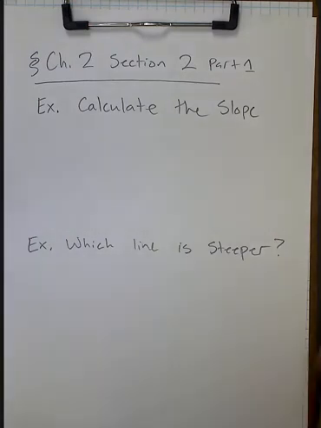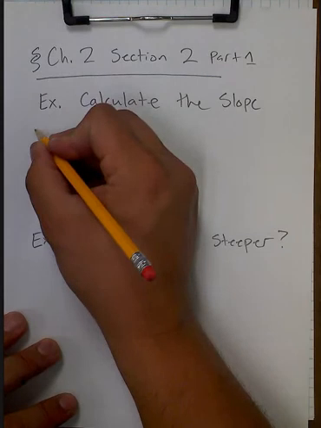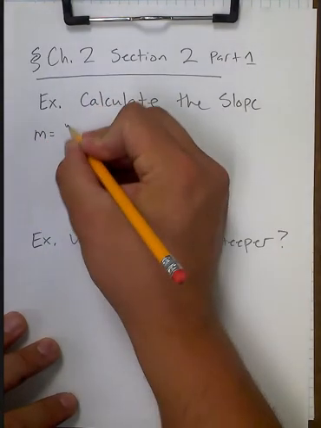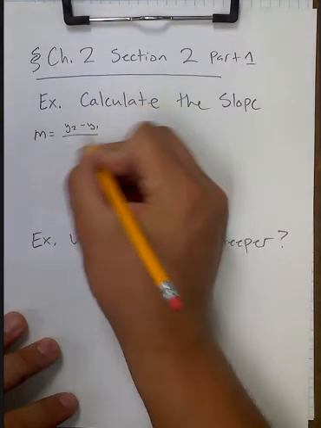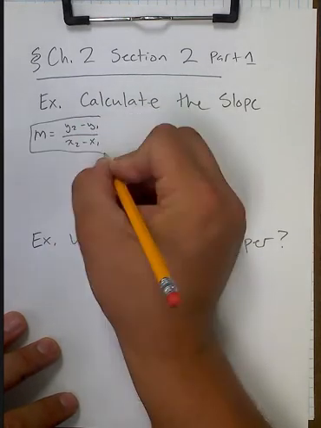Okay, so calculate slope. First thing you need is a formula, and this is a formula you're going to have to memorize for the first test. M equals y2 minus y1 over x2 minus x1. Okay, I'll put a box around it because that's the formula we're going to use.